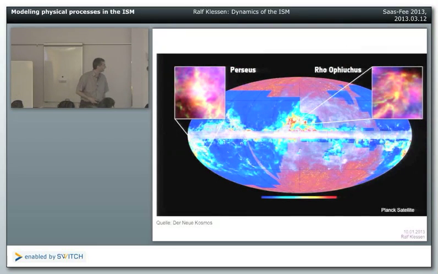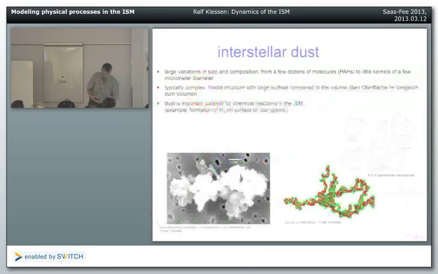And I show you just another example. This is the Ralf cloud. So a fantastic mission. We have also polarization, so we can learn a lot about the large-scale distribution of magnetic fields in the galaxy as well.